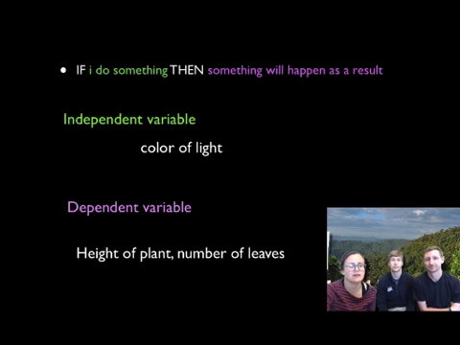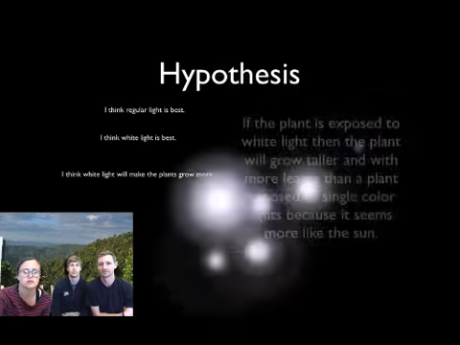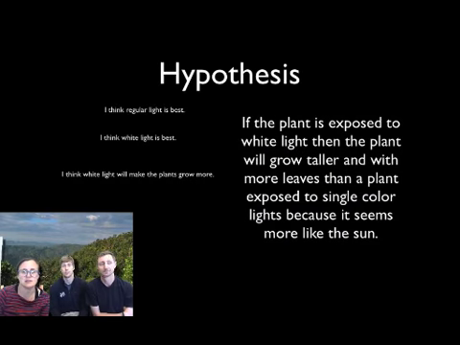So now that we have our variables, the color of the light as our independent, the thing that we are doing and changing, we know our dependent variable, the thing that we will measure as a response, we can go back and make our hypothesis even better. So now we can say if the plant is exposed to white light, then the plant will grow taller and with more leaves than a plant exposed to single color lights because it seems more like the sun.